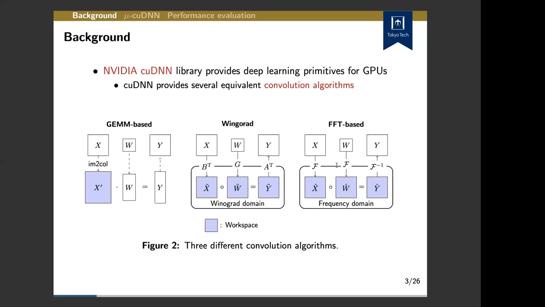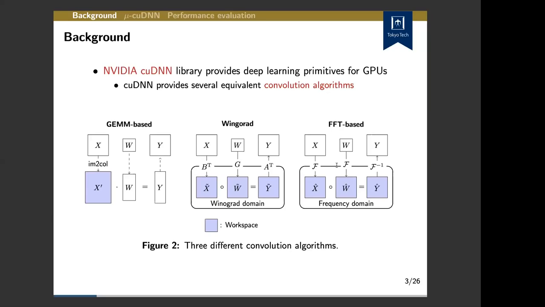All these algorithms are equivalent, and the library provides a simplified interface. So what you have to do to use any of the algorithms is just to specify the algorithm ID and provide sufficient workspace to the library, which is a piece of GPU memory used to store intermediate data, shown in light blue in this figure.